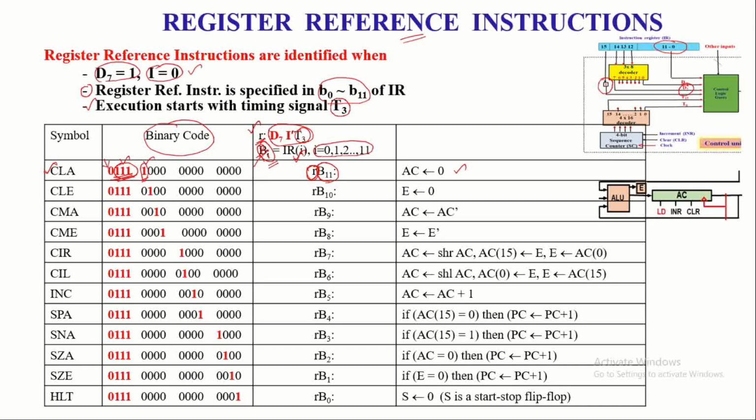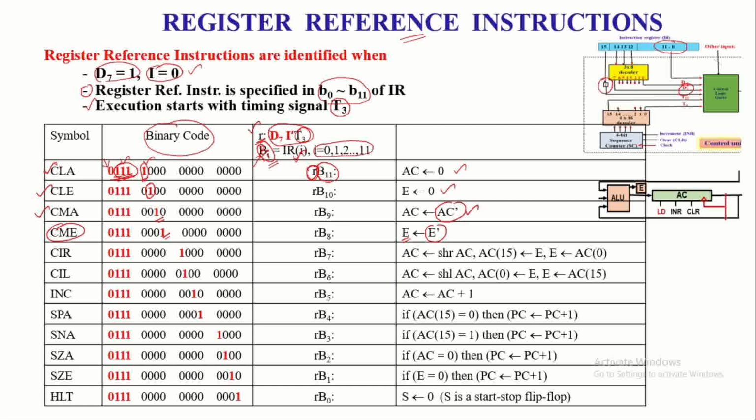And when the 10th bit of the instruction register is set to 1, then the clear extended bit operation will be performed. In such a case, the extended bit value will be set to 0. And if the 9th bit is set to 1, then the complement accumulator operation will be performed. In such a case, all the values of the accumulator will be complemented. And if the 8th bit is equal to 1, then the extended bit value is complemented. In such a case, the extended bit will be complemented.